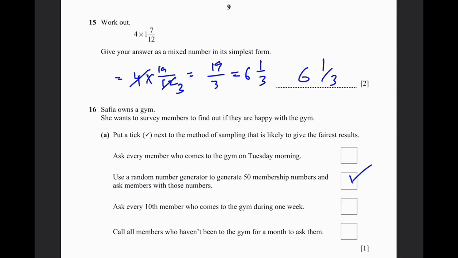Call all members who haven't been to the gym for a month to ask them. Well, if they haven't been to the gym for a month, why do you want to ask them? They're probably not happy with the gym because of that. So we cannot use that as well. The only one left is the second option. And why is that correct? It's because of using a random number generator to generate 50 membership numbers. 50 membership numbers means that they are members of the gym and they usually come regularly. And a random number generator means there's no bias towards any timing of the person coming or what day the person comes. That's the answer.